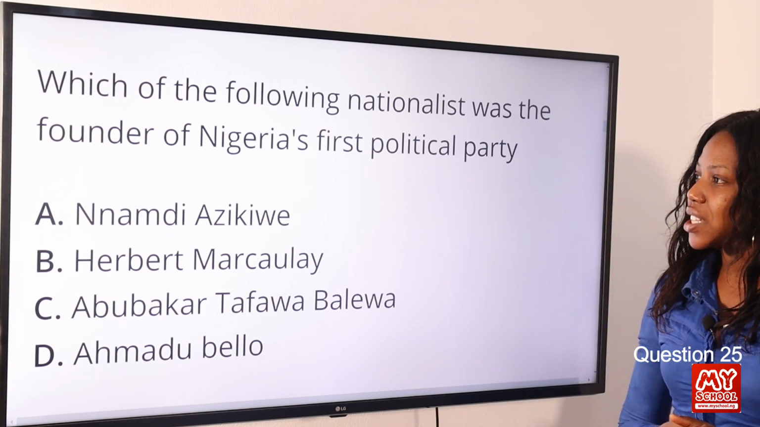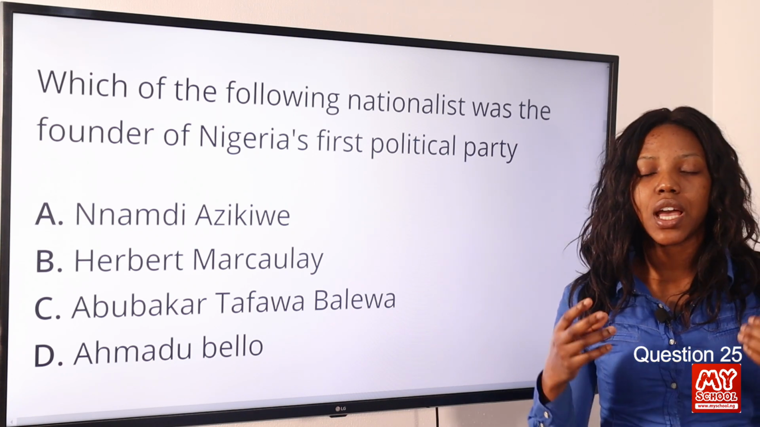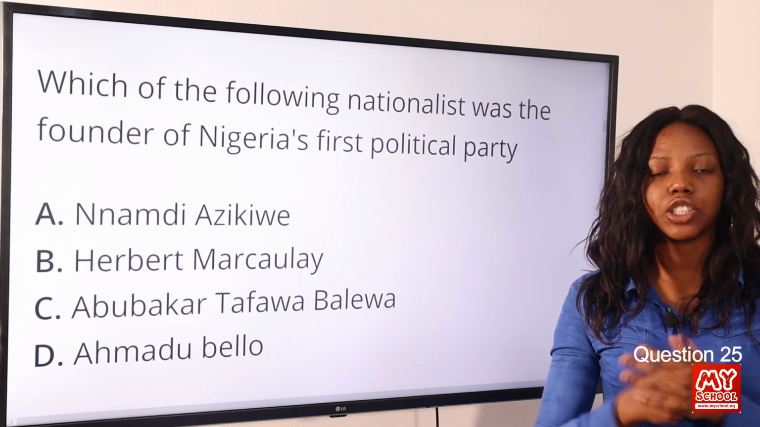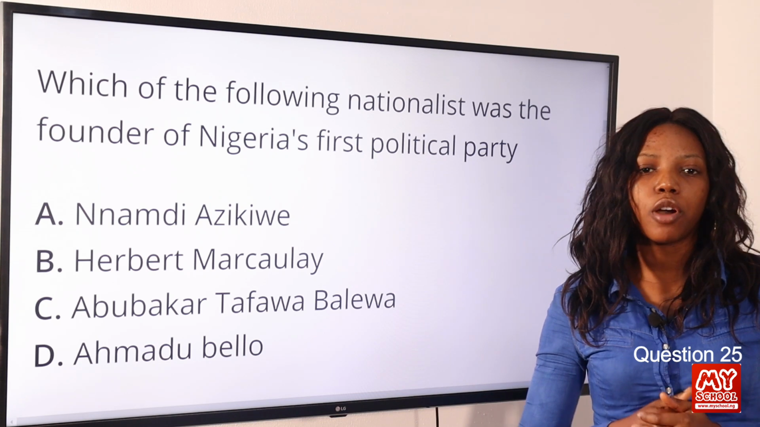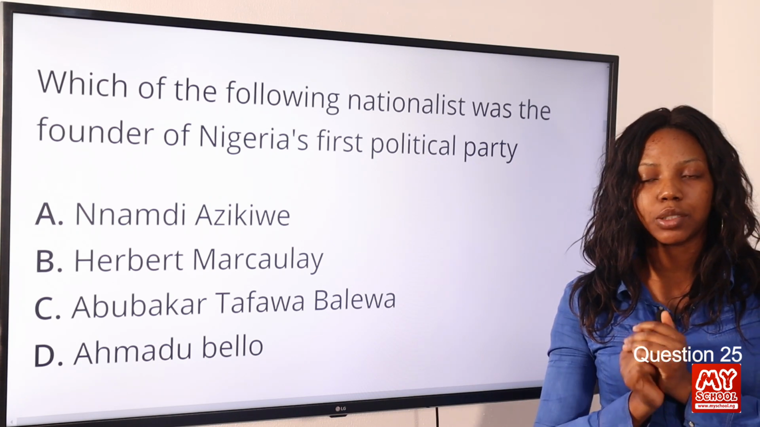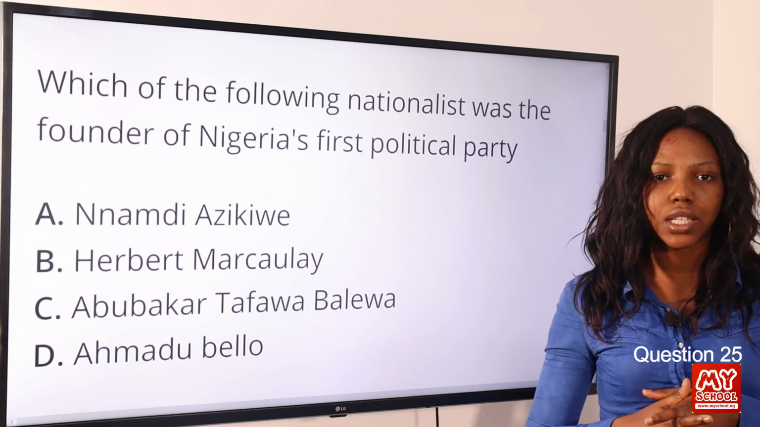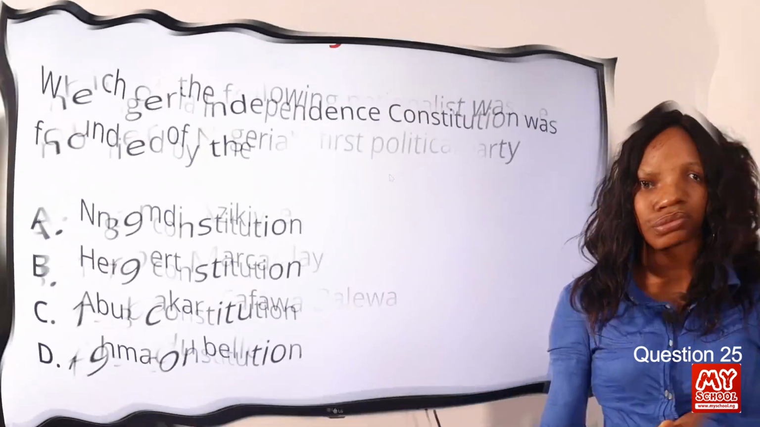Now, the first Nigerian political party was the NNDP, that is the Nigerian National Democratic Party, formed in the year 1923 by Herbert Macaulay. So, therefore, option B is the correct answer to this question.